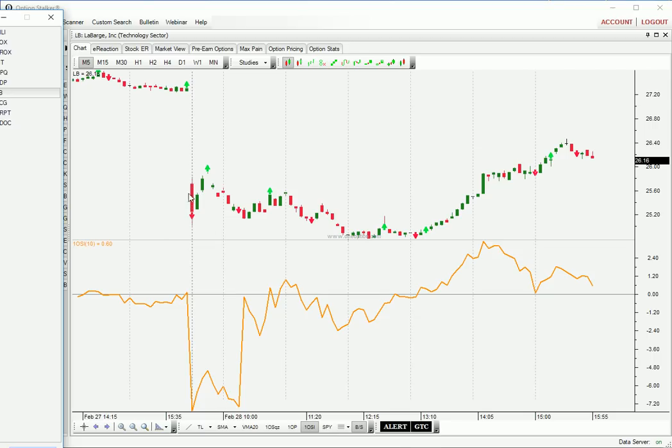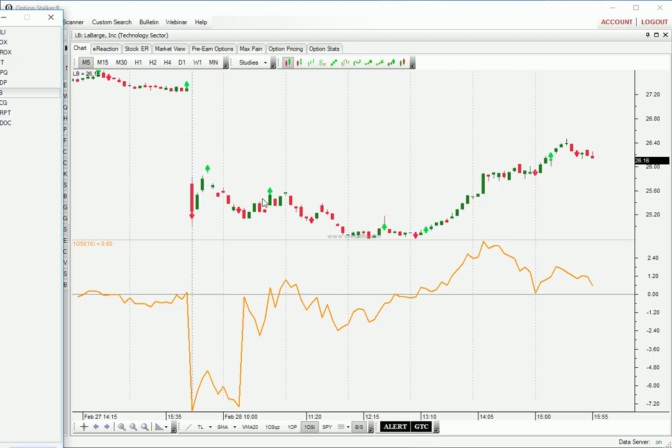So here, let the opening kind of run its course. Here you get a little bit of a short, but you stop out right in here for a small loss. You get long there. You would stop out of that right in here. Not much going on in this one until later in the day, and that's when you get a really nice move.